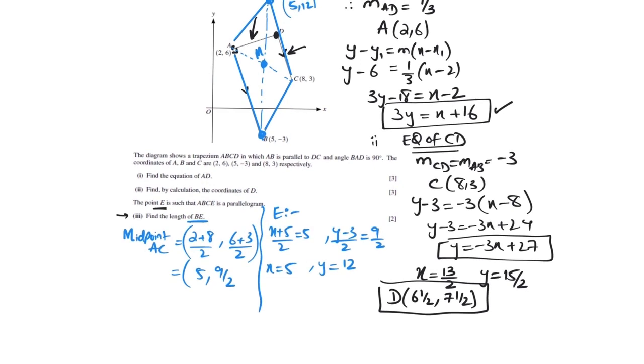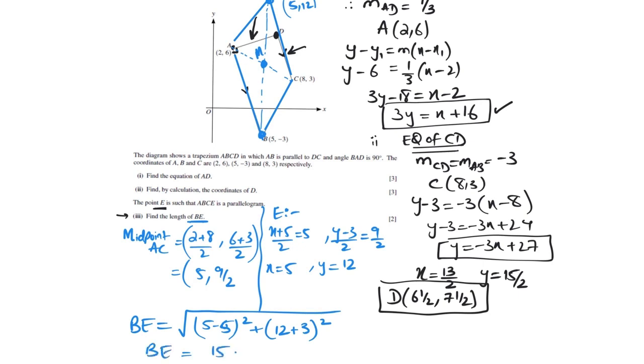The distance or the length of BE would be square root of (5 minus 5) the whole thing squared plus (12 plus 3) the whole thing squared, and if you work it out you will get BE as 15 units.